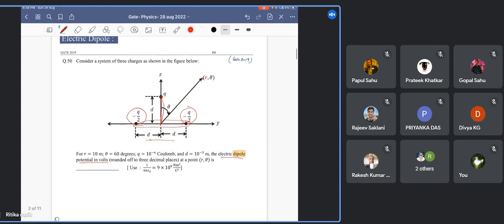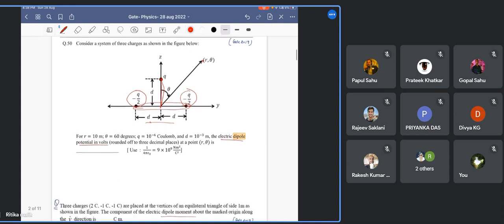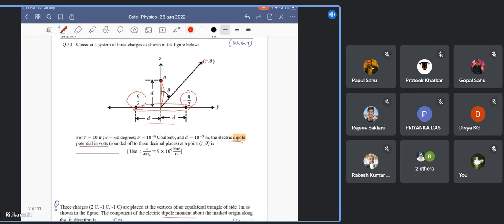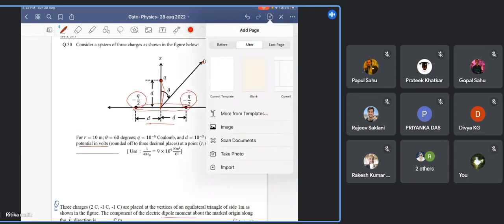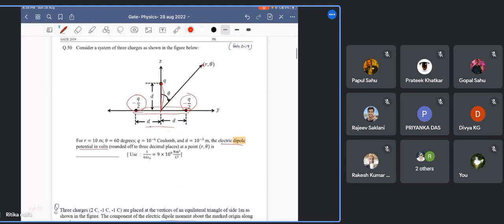So we have to find the electric potential due to this. We are given the distance r, which is 10 meters. We are given theta, which is 60 degrees. We are given the charge q, which is 10 raised to power minus 6 coulomb. And the distance d, which is 10 raised to power minus 3 meter. So we have to find the electric potential.